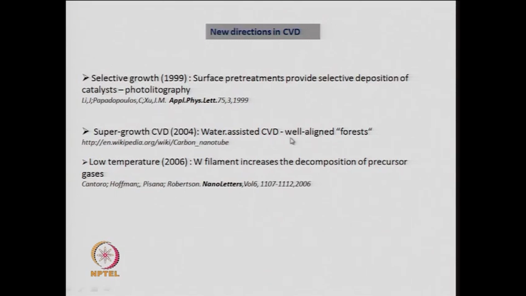Then there is something called super growth CVD, or water assisted CVD, to obtain well aligned forests. Here we mean a forest of carbon nanotubes. It is not a forest containing trees, but a forest containing well aligned nanotubes, that means each carbon nanotube is like a tree and it is aligned to each other to form a very uniform looking forest. Then there are other low temperature methods developed, where you use a tungsten filament to increase the decomposition of the precursor gases. So, several new directions, but derived from the CVD or the chemical vapor deposition process, have been developed in recent years.